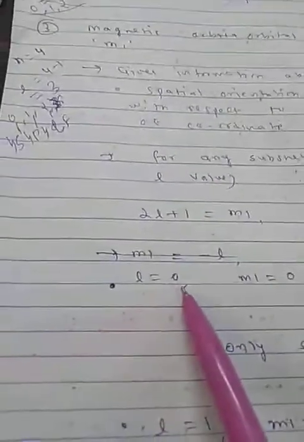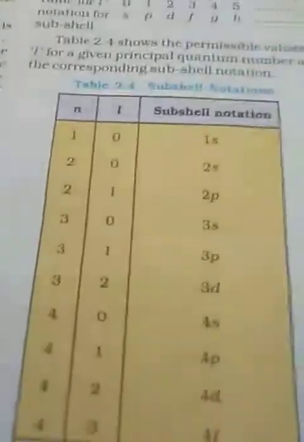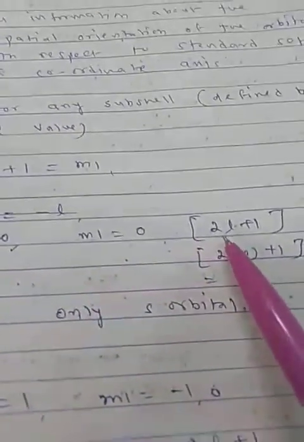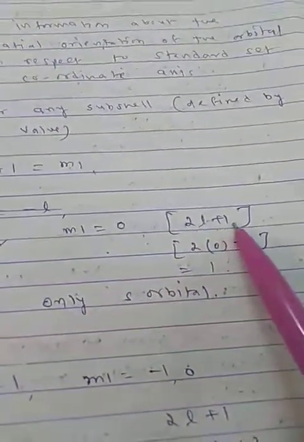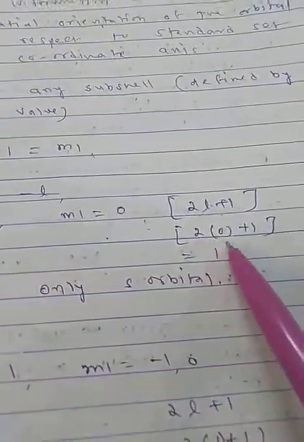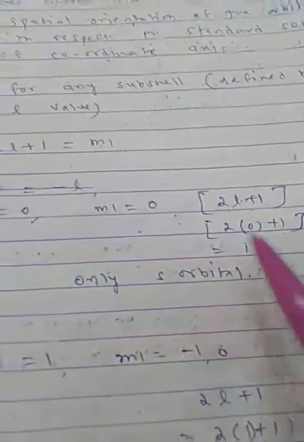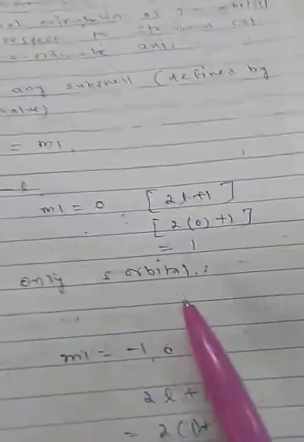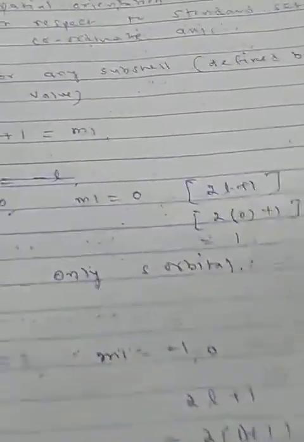Okay, m1. Now if I say L is equal to 0, then m1 is equal to 0. How? 2L plus 1, by putting 0, the value is 1. So the m1 value is 0. Only one suborbital, the s orbital. 1 means you will get only one orbital.